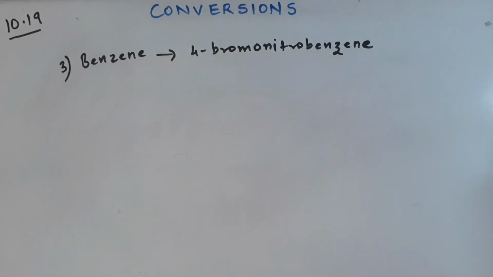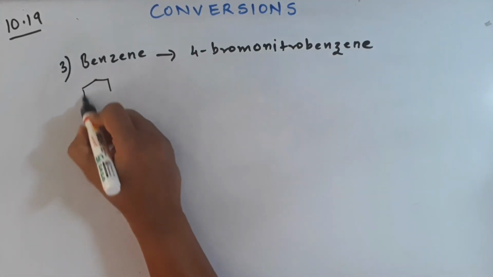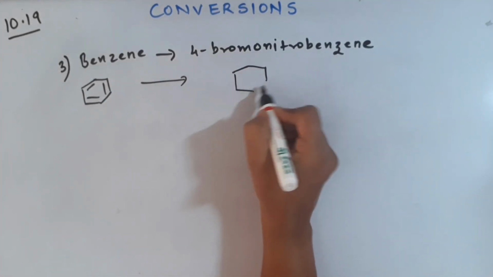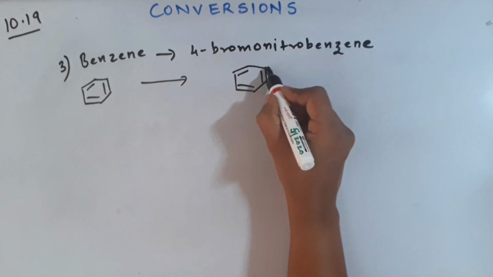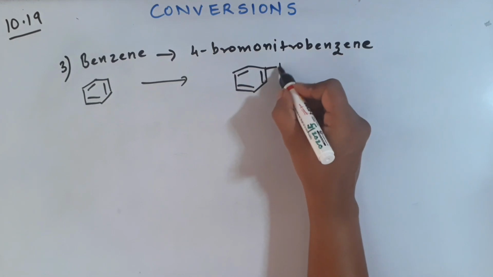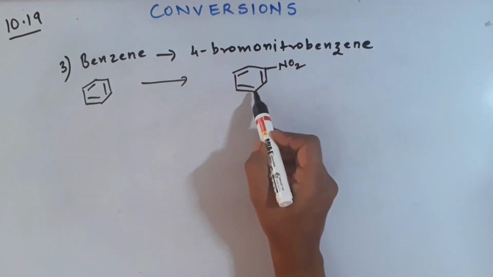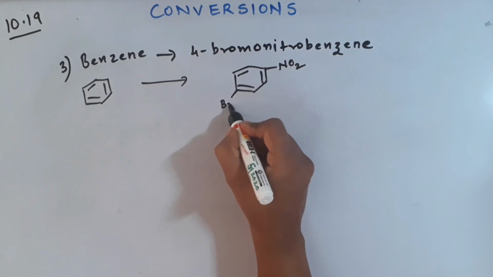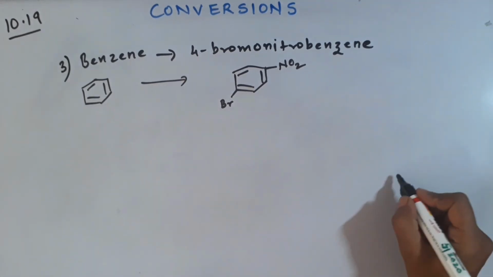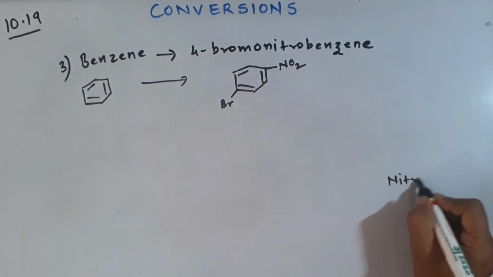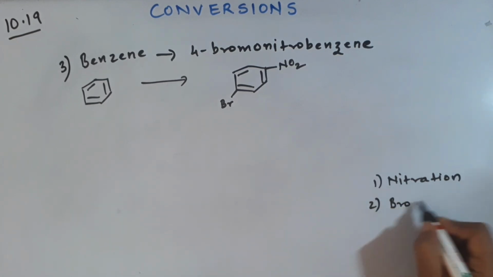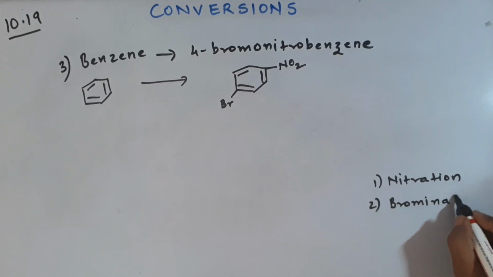The next is benzene to 4-bromonitrobenzene. Very easy. Now draw the structure of benzene, and the product which we are making now is 4-bromonitrobenzene. The parent compound is nitrobenzene. 1, 2, 3, 4. At the fourth position you will attach the bromine. Now you know how to attach nitro and how to attach bromo. So nitro is attached by the reaction called nitration, and bromo is attached by the reaction called halogenation. Now in this case we will do bromination.